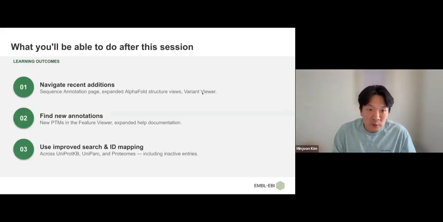So what you'll be able to do after this session: first, to navigate recent additions that we had, including the sequence annotation pages, AlphaFold structure views, and variant viewer improvements. You will be able to find new annotations. These include the PTMs in the feature viewer and expanded help documentation. And you will also be able to use the improved search and ID mapping across UniProtKB, UniParc, and Proteomes.